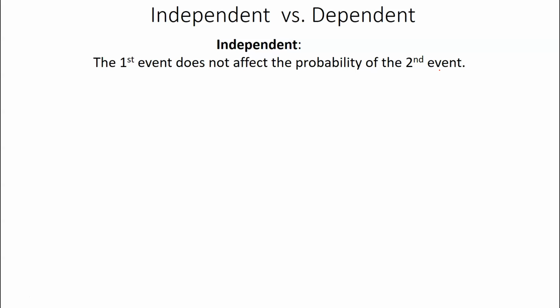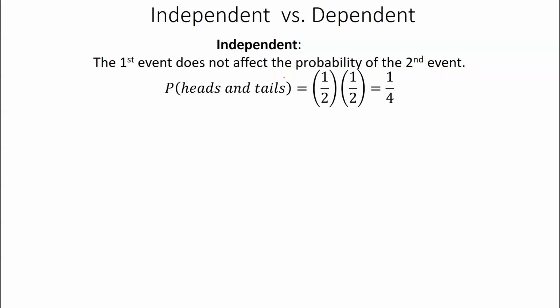similar to what I just had there with flipping a coin and rolling a die. What the coin does doesn't have any bearing on what the die does. That doesn't affect them, so they're independent. Probability of heads and tails. So if you've got two coins, one gets a heads, one gets a tails, or you could look at this as the same coin twice, but either way, heads and a tails has a 1 out of 4 probability.